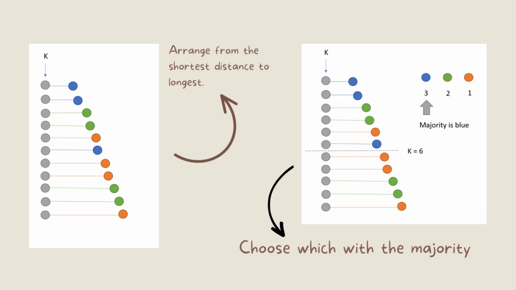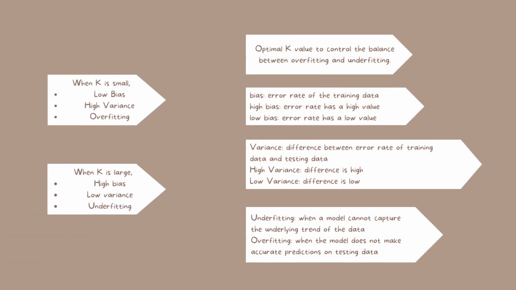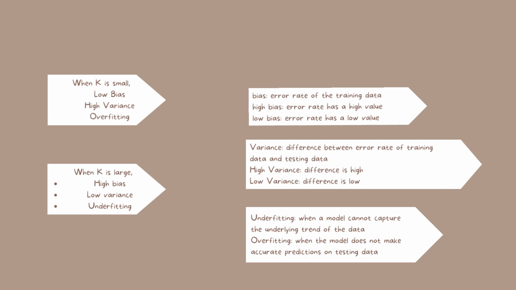Then if our K value is 6, we take the top 1 to 6. From 1 to 6, there are 3 blue points, 2 green points, and 1 orange point. This means the majority is the blue points among the first 6 points, and we choose the color with the majority. So to conclude, when your K value is small, it's low bias, high variance, and overfitting. When your K value is large, it's high bias, low variance, and underfitting. So the optimal K value is to control the balance between overfitting and underfitting.